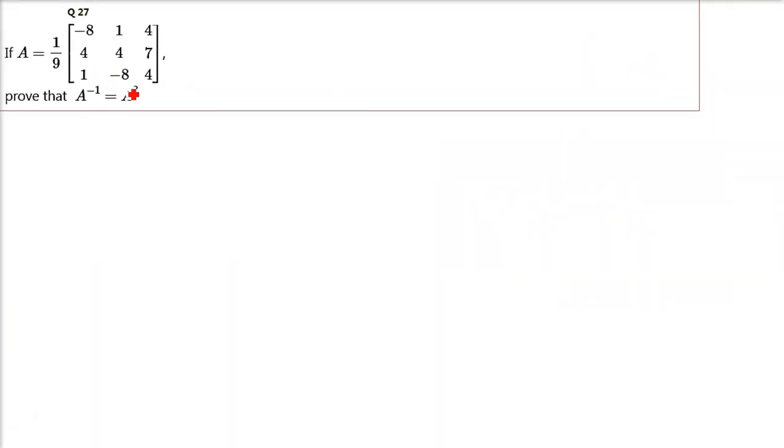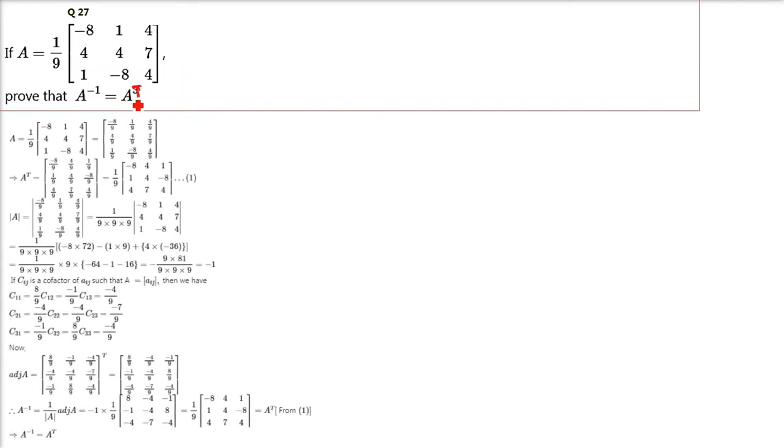Now this question, this is A inverse equals A transpose. A cube also will come. So A inverse we have to find out, and then we have to find out the A transpose. So if this is A, how are you going to find out the transpose?